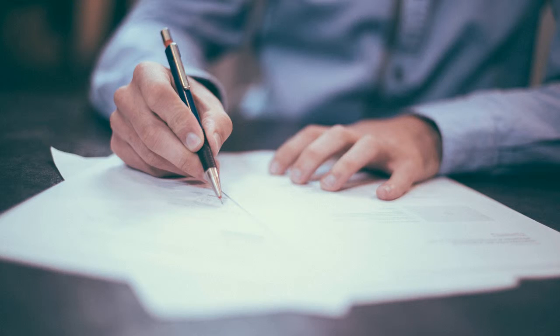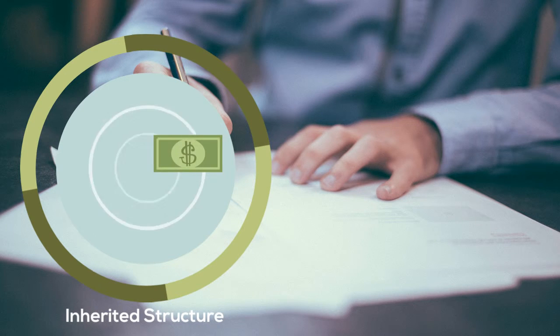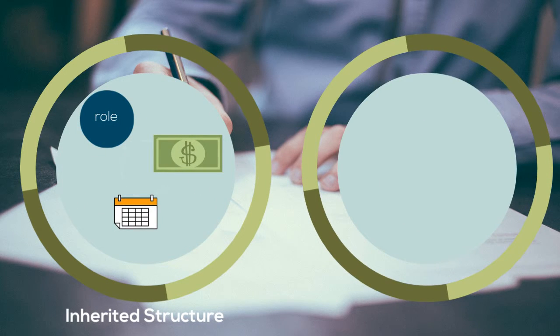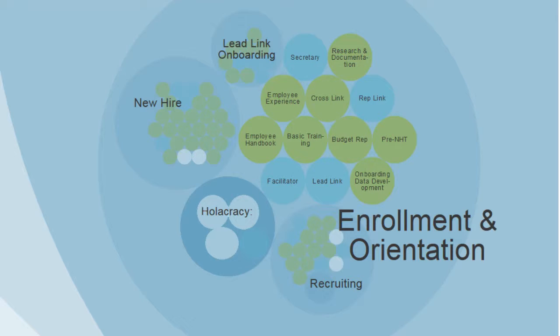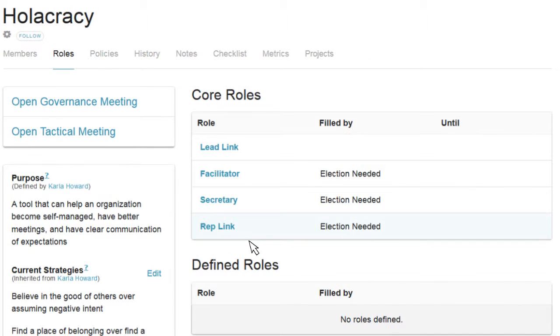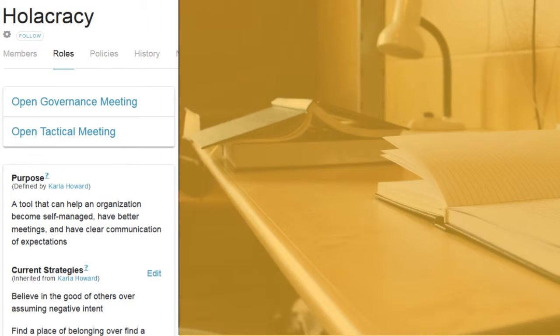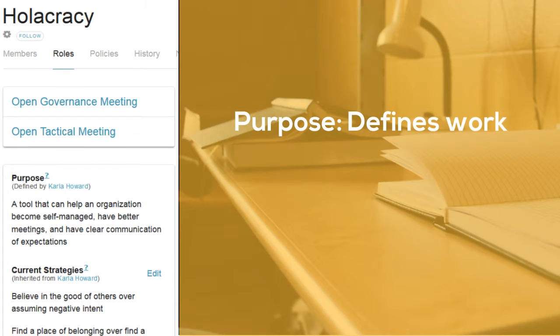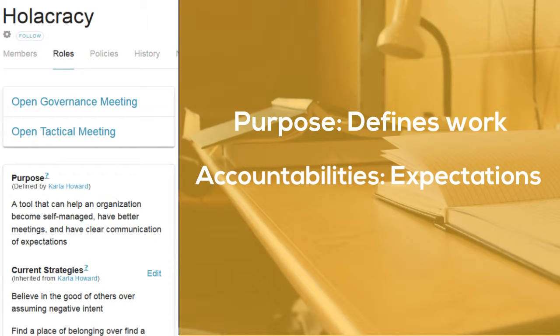As a new Lead Link, you will either inherit a circle structure or start from scratch with a blank canvas. Either way, when stepping into the role, you will want to be thoughtful about how the work is set up. As a subcircle, you are a role within your larger circle with more defined work. As with any role, there's a purpose that defines your work and a set of expectations you need to fulfill.